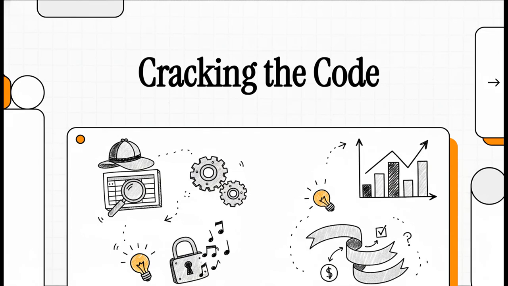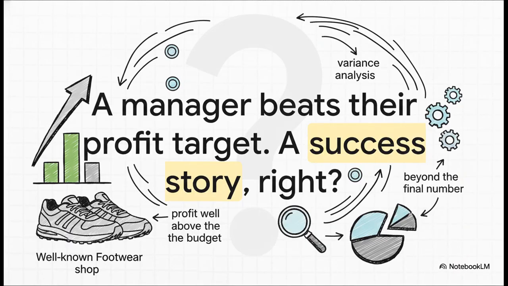All right, let's put on our detective hats. Today, we're diving into a business performance case that's perfect for anyone prepping for the SCMPE exam. We're going to use variance analysis to look past the obvious numbers and find out what really happened. Let's get into it. So our story starts at the well-known footwear shop.